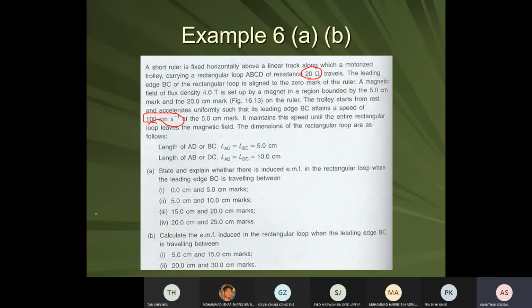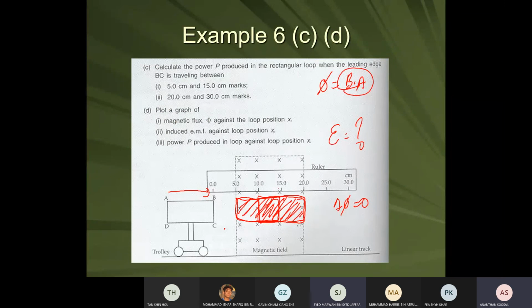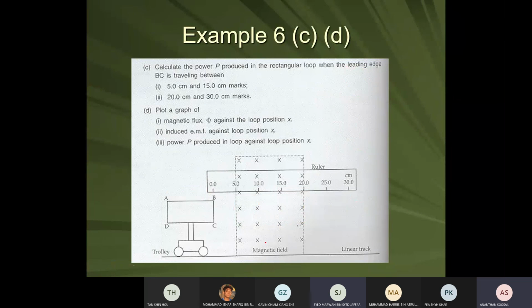Okay, so now next, 20 to 25. Will there be any EMF induced? Yes, there will be an EMF induced. Now the coil, which is entirely inside the magnetic field originally, partially comes out. Flux is dropping for the coil. Flux is dropping, that means the flux is changing. Therefore, EMF should be induced.